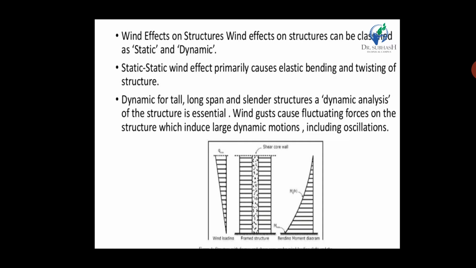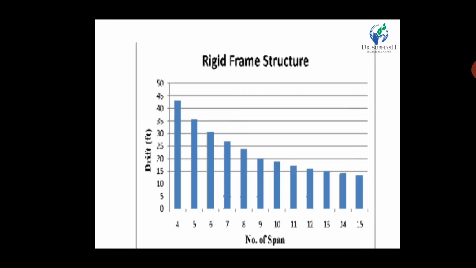So likewise, wind also affects it because it should be a fluctuating force. It's not constant throughout the building. So this is the rigid frame structure. You can see the number of spans versus feet diagrams. So it should be different in rigid frame structures.